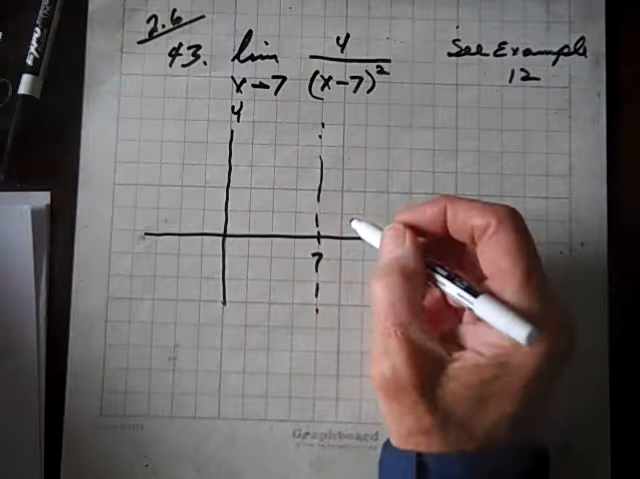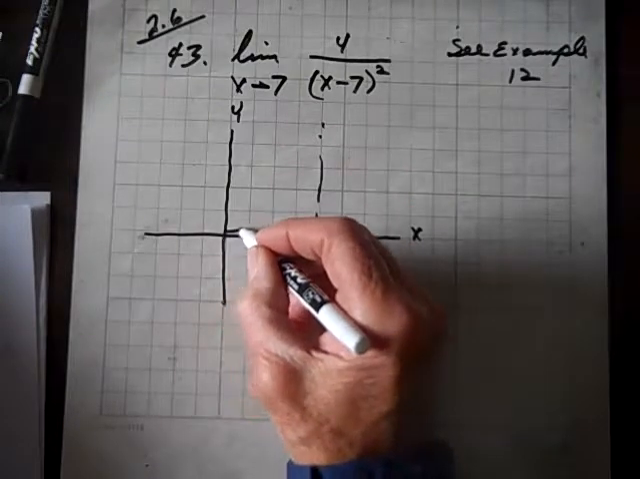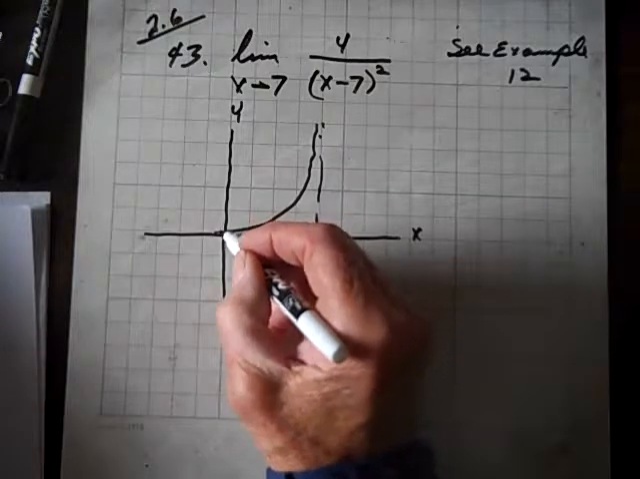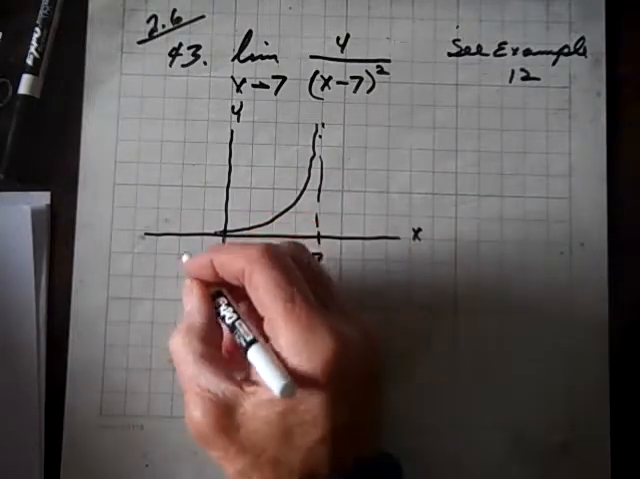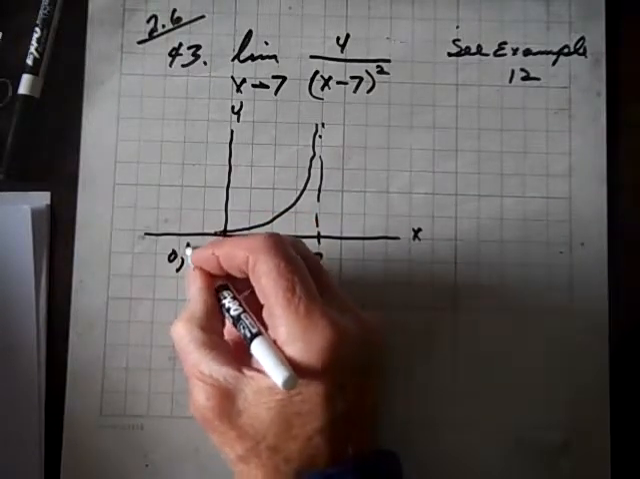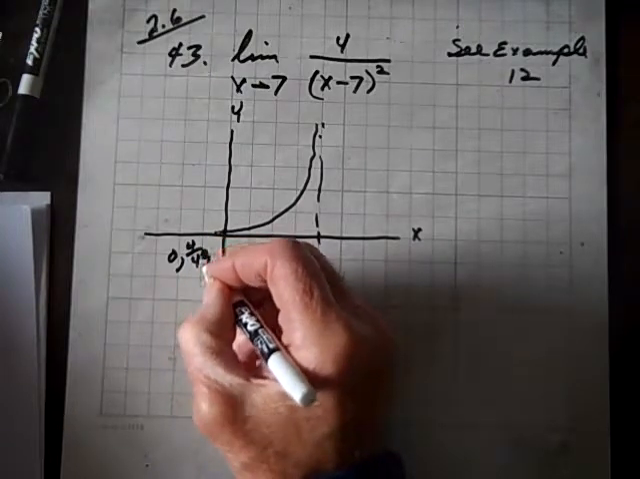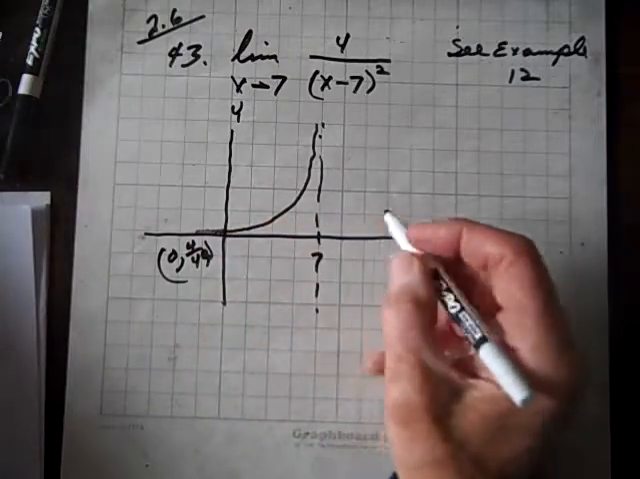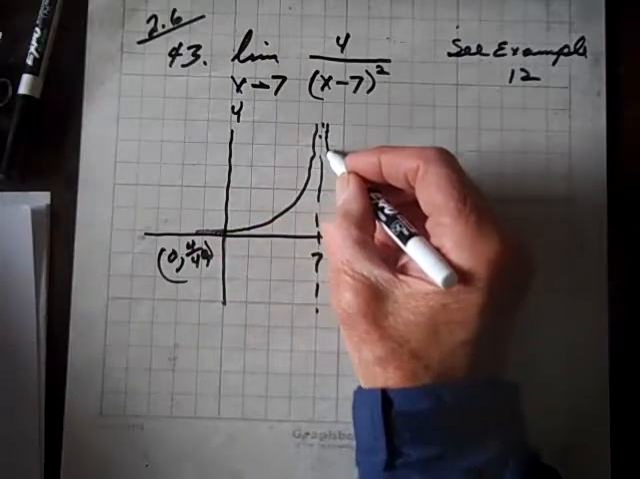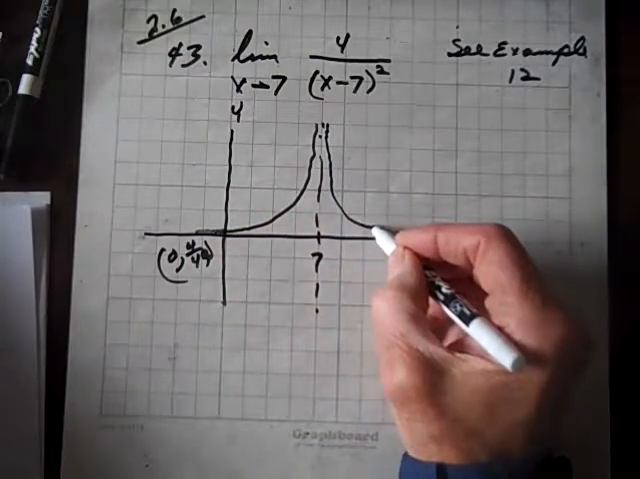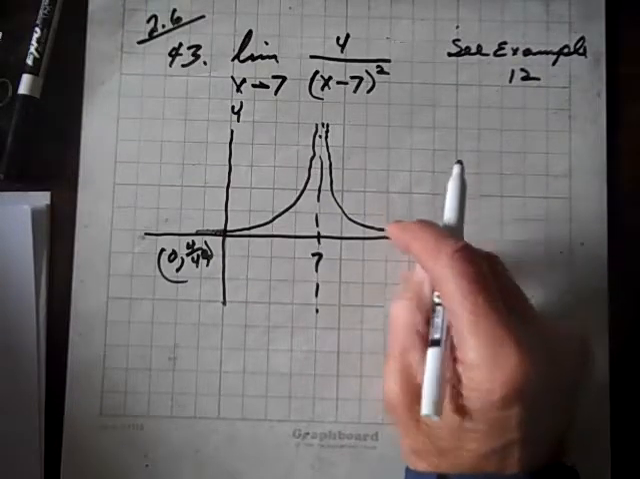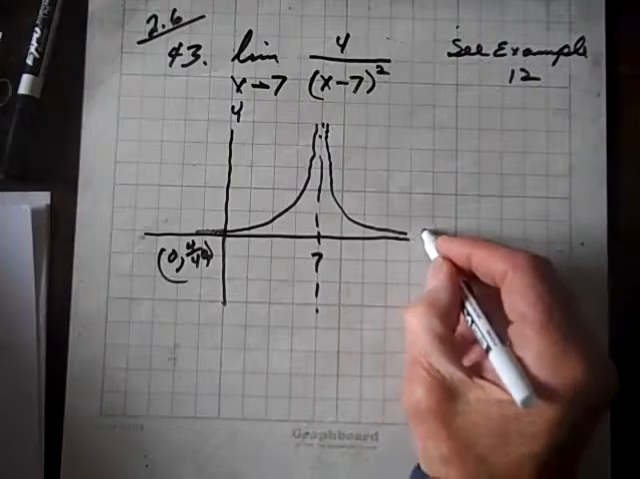So if we graph this, it's going to look like that, where this point right here is 0, 4 over 49, and it's going to go on forever, and going to go on forever and be approaching 0, never quite get there, but always approaching.